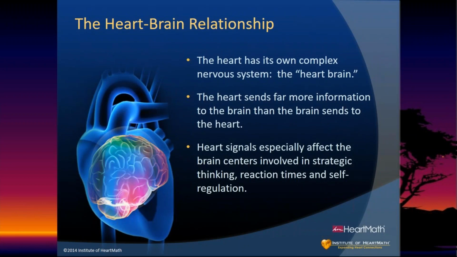So the other important thing to know here is the relationship between the heart and the brain. And the way that we look at the heart, of course, has changed due to research, especially over the last couple of decades. And what they found is that the heart, just like the ancients said, has its own mind, the heart mind. Well, this has been proven now in scientific studies that the heart has its own complex nervous system called the heart brain. And as we touched on earlier, the heart sends far more information to the brain than the brain sends to the heart.